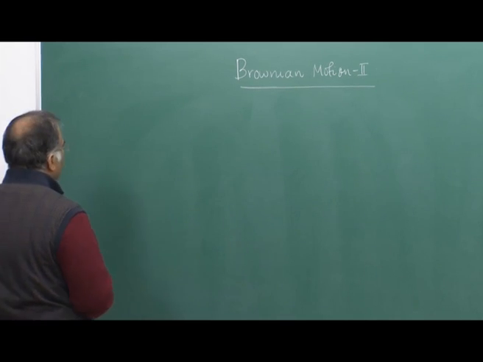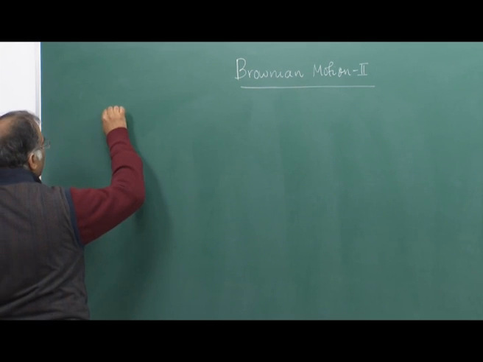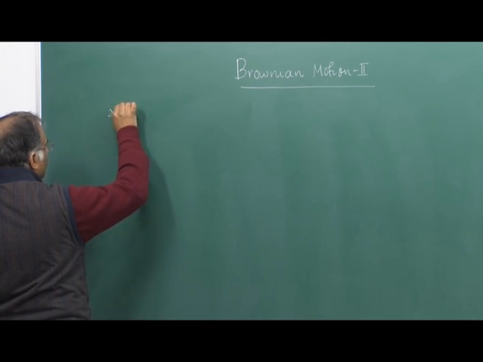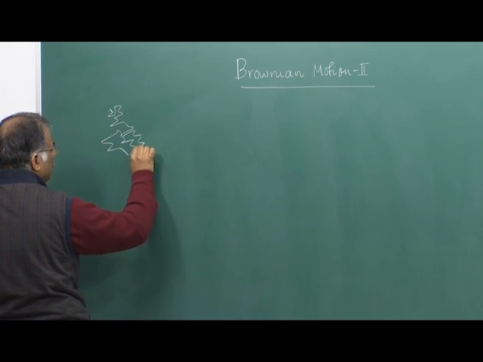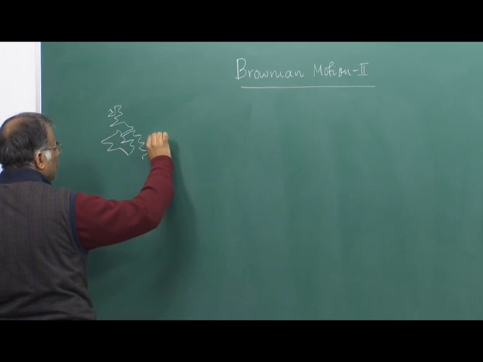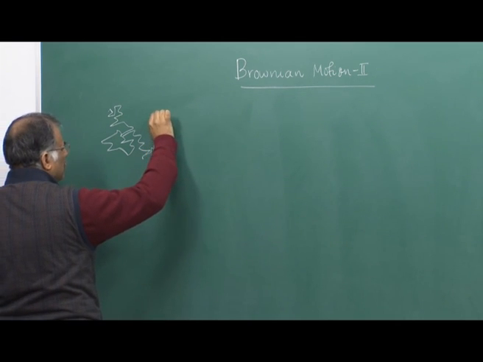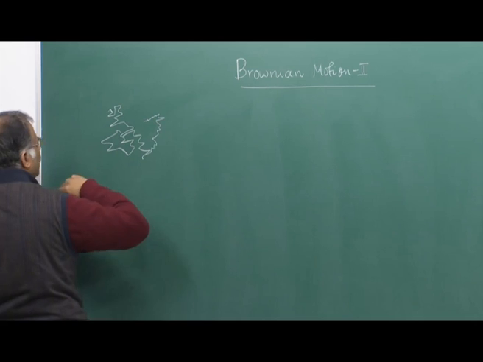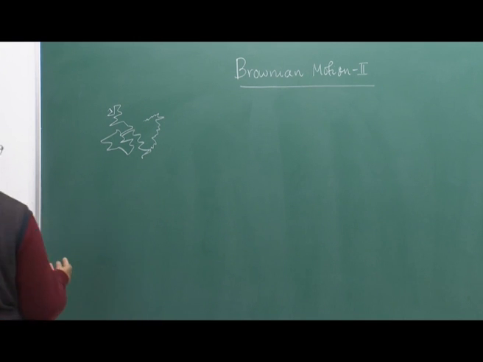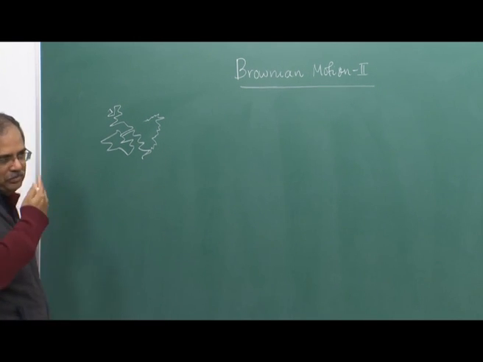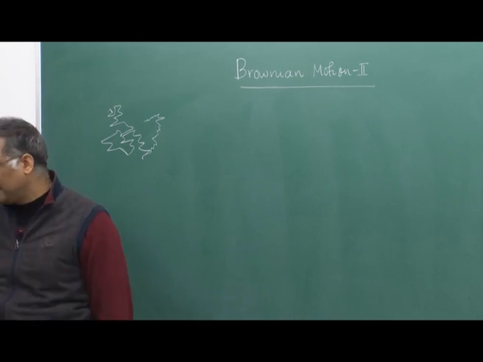So, for example, if you look at the motion of a pollen grain in water, it would be something like this. More zigzagging than this, then I can draw. So, this is something like the motion of a particle in a gas chamber, a motion of a molecule.